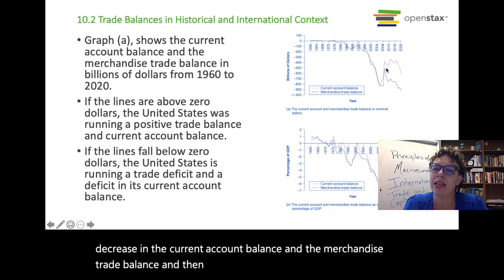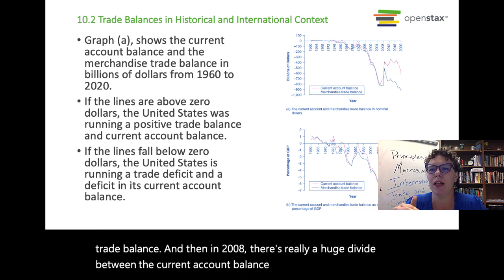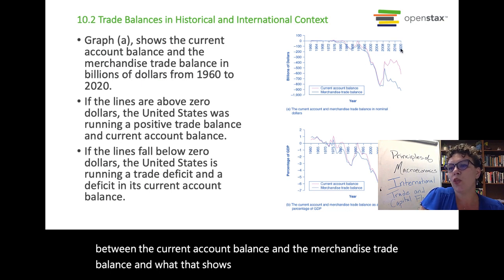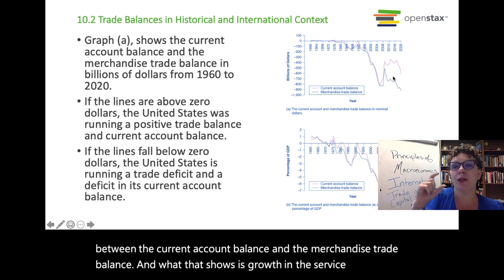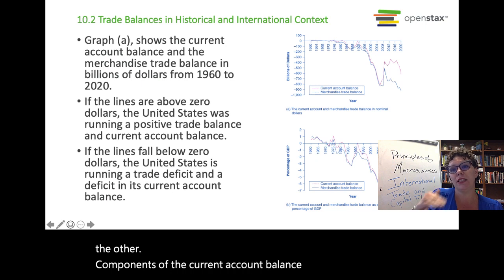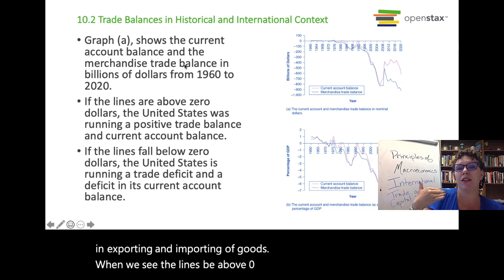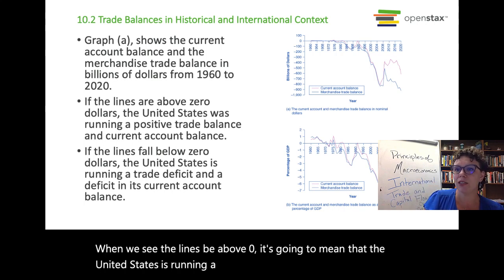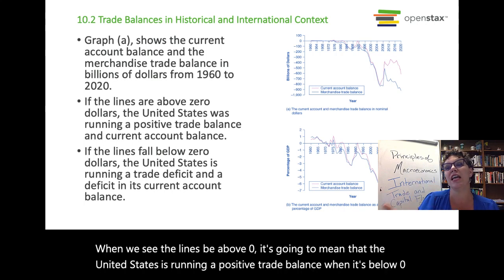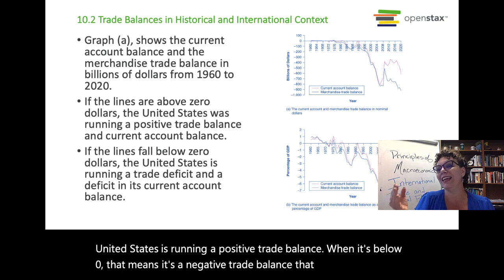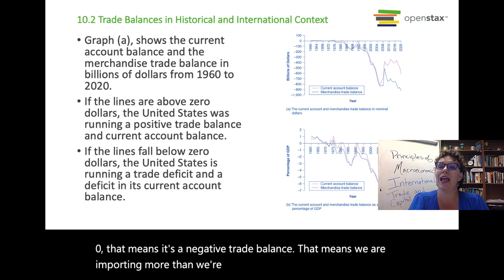And then in 2008, there's really a huge divide between the current account balance and the merchandise trade balance. And what that shows is growth in the service sector and the other components of the current account balance relative to the change in exporting and importing of goods. When the lines are above zero, it means that the United States is running a positive trade balance. When it's below zero, that means it's a negative trade balance. That means we are importing more than we're exporting. And that's been the story for a long time in the United States.